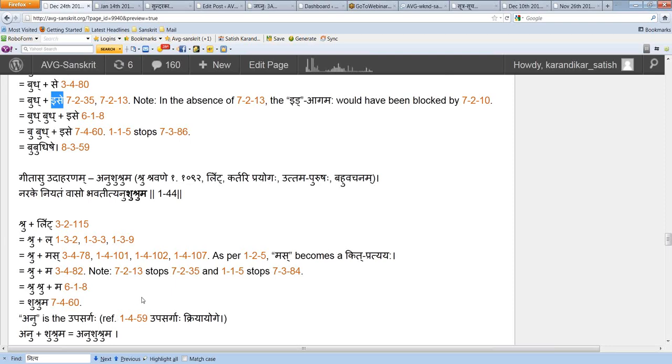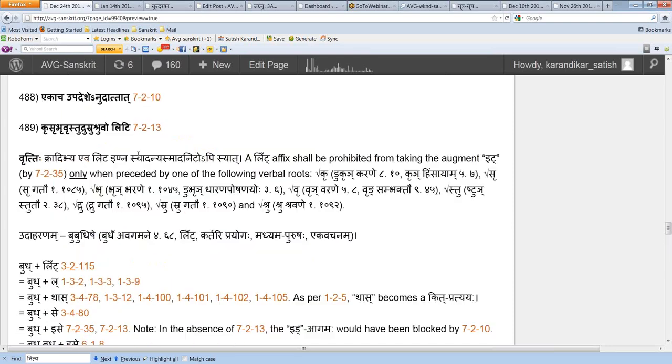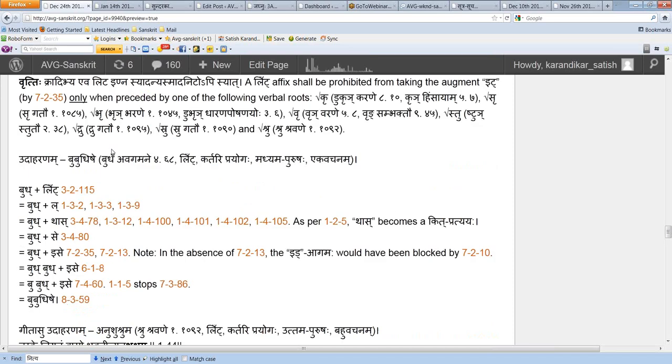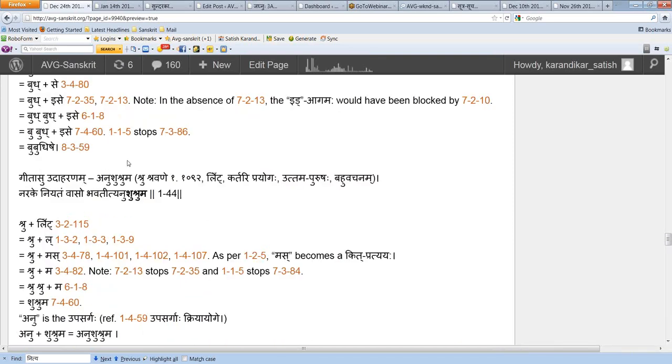Anyway, in the Gita, look at this anushushruma, look at the idagamaha. There's no idagamaha. Why? Because the dhatu is in this list of kradinyamaha: kri, sru, bru, stu, dru, sru, shru, vo liti. So therefore this dhatu shru will not take idagamaha. It will not allow the pratyaya to take idagamaha.